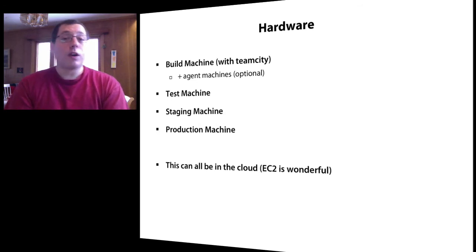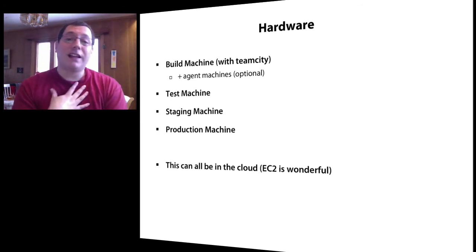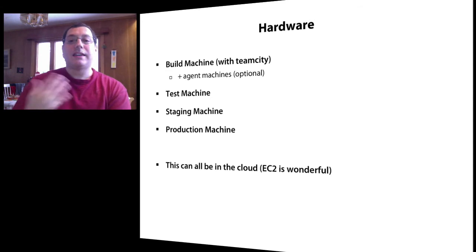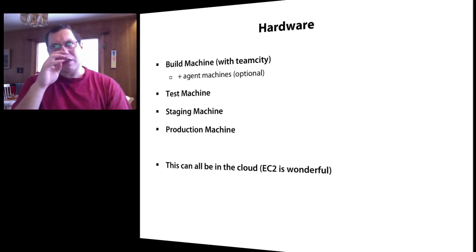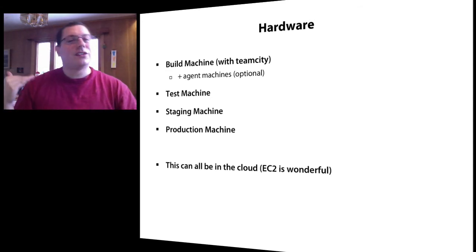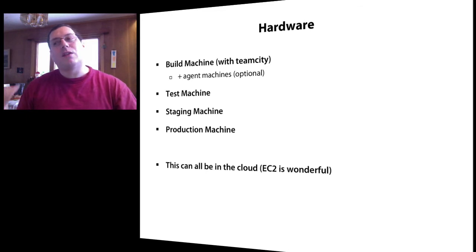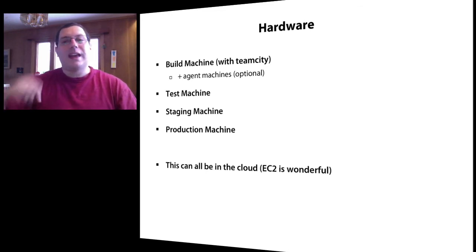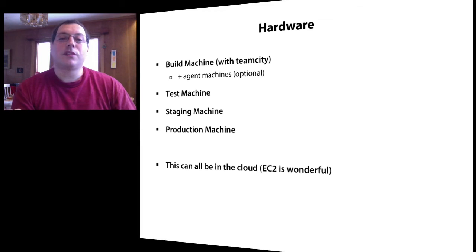Now, in terms of hardware, you might just need a build machine. I personally like to use TeamCity and agent machines. And agents are the things that actually listen to the continuous delivery or continuous integration server like TeamCity and execute the scripts that it tells them to run. So you would need a build machine or something that runs the CI server, something that is a test machine, a staging machine, and a production machine.